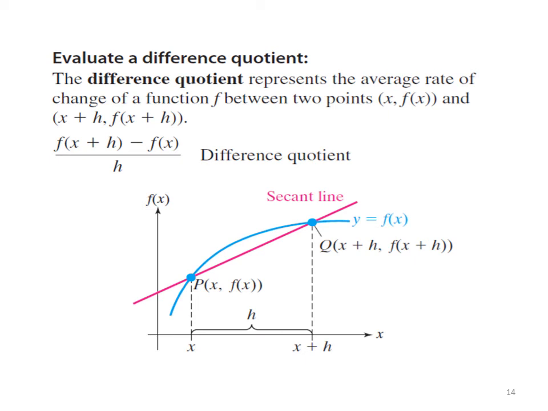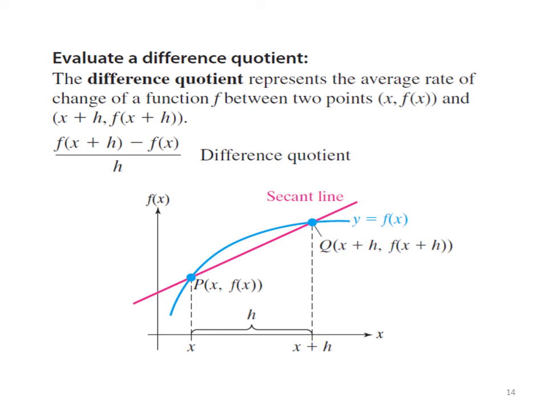Let's look at the definition of the difference quotient. This can now be done for any function. The difference quotient represents the average rate of change of a function between the 2 points x and f of x, and the second point is x plus h and f of x plus h. Now you're looking at the first point, the x coordinate is x.